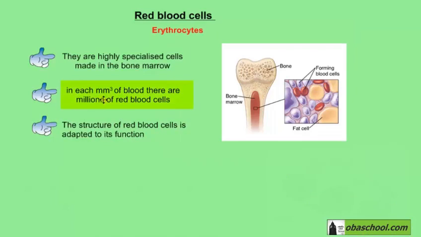In each cubic millimeter of blood, there are millions of red blood cells. Actually, it's around 5 million per cubic millimeter of blood. So if we have 5 liters of blood in our body, that means we have trillions of red blood cells in the human body. And the structure of each of these red blood cells is adapted to its function. So what is its function that the structure is adapted to?